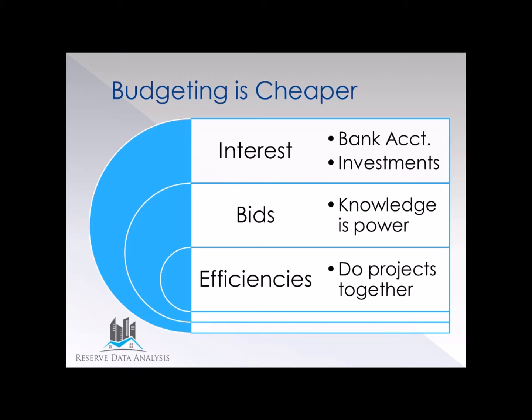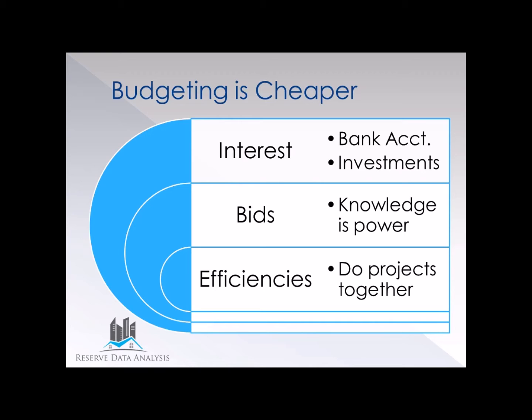Also, when you do budgeting, you take advantage of cost efficiencies. You can do projects at a similar time, so that hopefully the costs are minimized. You can do, say, a roof replacement at the same time you do the gutters. You can do deck refurbishment at the same time you do a paint project. Things like that, so that you're not having to shut down areas of the community to do these projects at different times. You can just do them all at once.